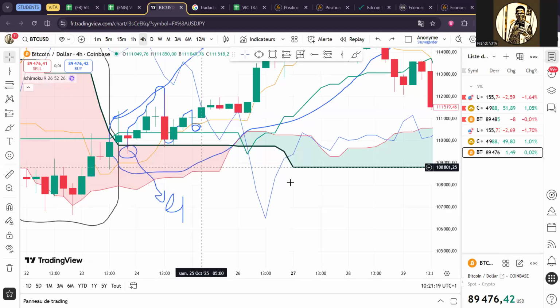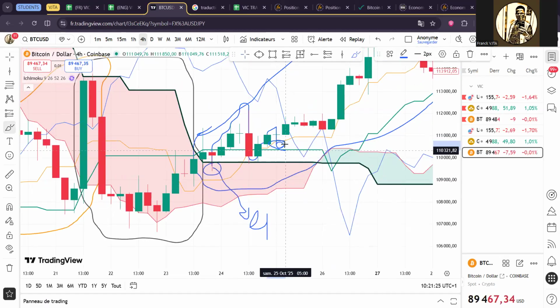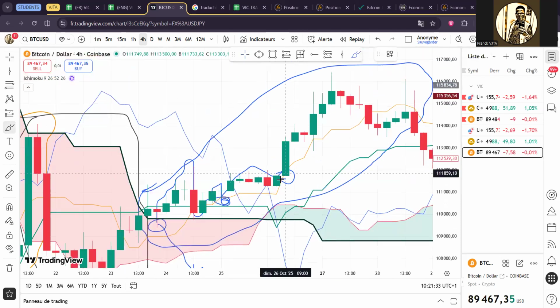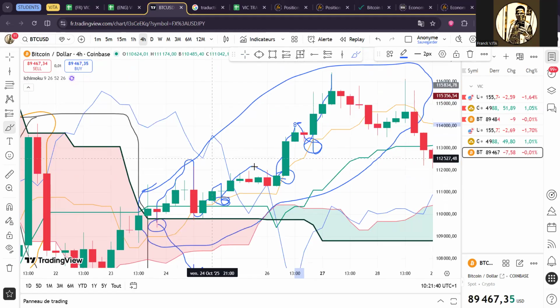So now, the bottom point will be any Tenkan touch at this level. Then the price goes up again and comes and touches Tenkan here, right? Then the price goes up again, then comes and touches Tenkan at this level. Then the price goes up again, breaks this high. The price has been just breaking highs and highs and highs. Each time it comes and touches Tenkan, it is a bottom point.